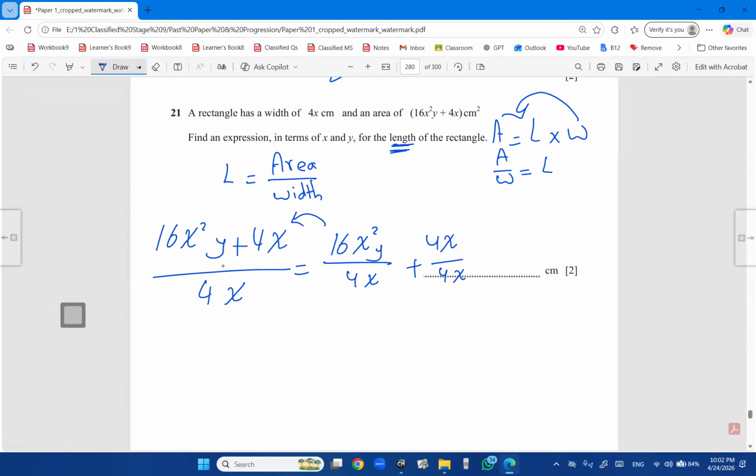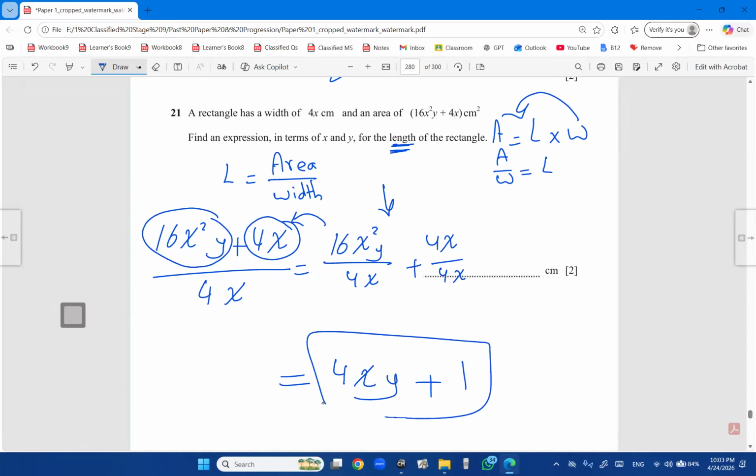16x squared y divided by 4x, and 4x divided by 4x. You don't actually have to do it, but I'm just explaining that you must divide this by 4x and you must divide this by 4x. So what is it going to be equal to? This divided by 4x is going to give you 4x only, because x squared divided by x is only x, and then the y stays the same. Plus 4x divided by 4x is just 1. This is the final answer. This is the expression for the length.